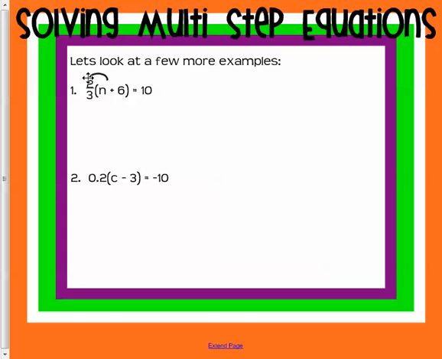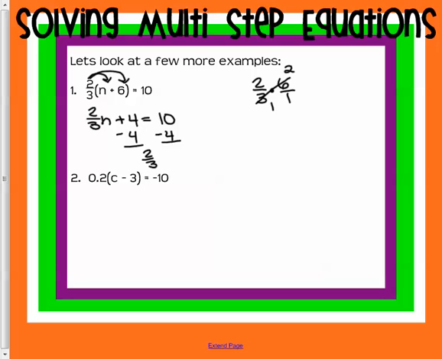So 2/3 times n is 2/3 n. 2/3 times 6. Take it in your calculator. If you don't have a calculator, you can always multiply like this. Remember, it goes in twice. This one goes in once. So that's plus 4. So now we have one that we're used to. So take the 4 away from both sides, and we're left with 2/3 n equaling 6.